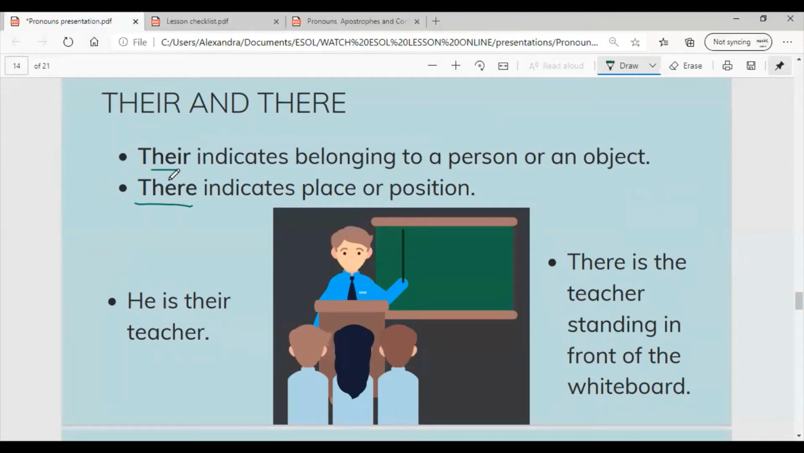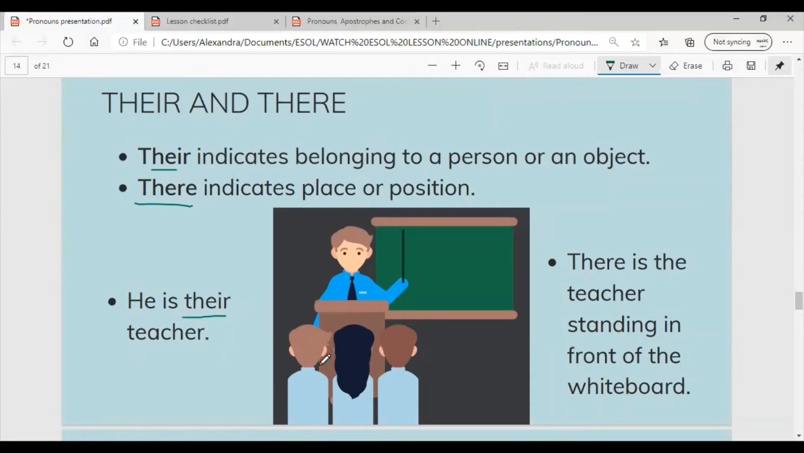So this is not a pronoun, it's a place or position, but their, spelled EIR, shows that something belongs to a person or an object. Okay, so here are examples of how you use each word. So we've got, he is their teacher.